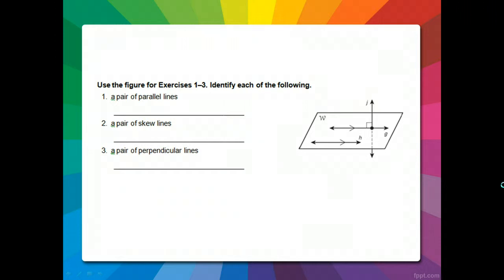If we want to identify a pair of parallel lines, I can only see 2 lines that are parallel. And those would be lines G and H. A pair of skew lines: H and J are skew. What about perpendicular lines? Well, there are only 2 lines that intersect, and we are given this nice 90-degree angle sign here. So that would be line J is perpendicular to line G.